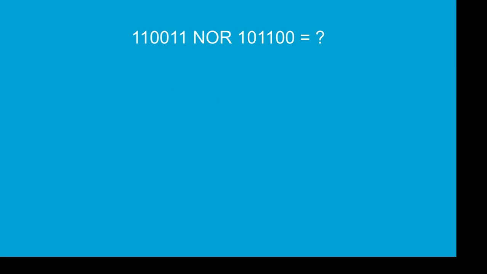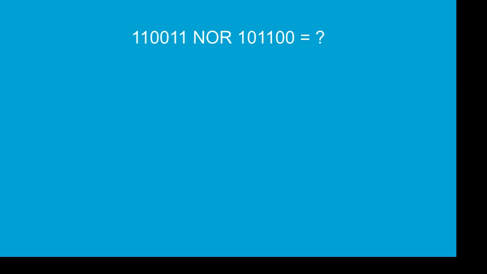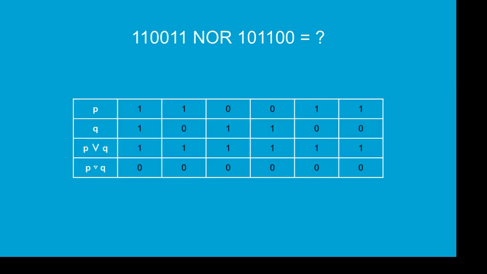Okay, so what about NOR? Do you remember what NOR is? Not OR. So if this was the result we had for OR, 1s all the way across, what would be the not OR? 0s all the way across. Okay, it's just the opposite. So we'd have 0s all the way across.